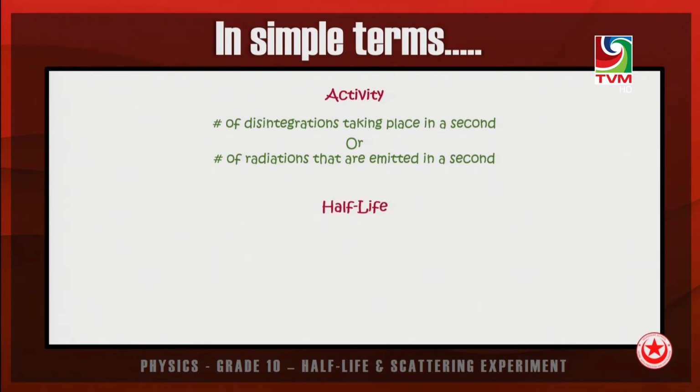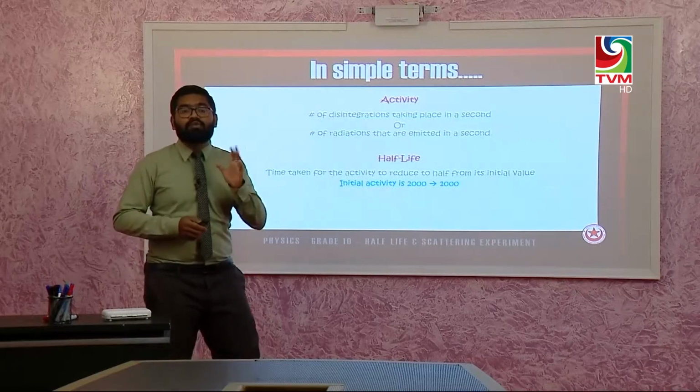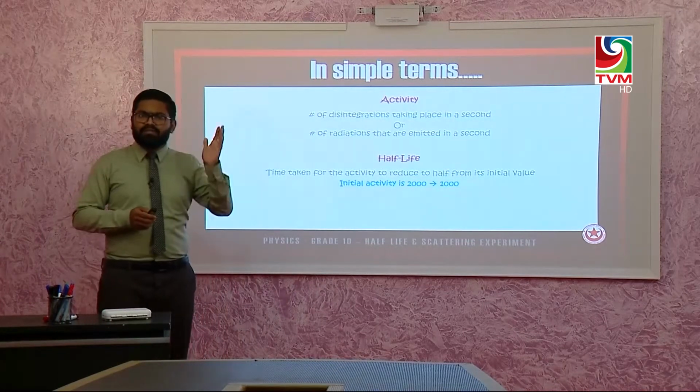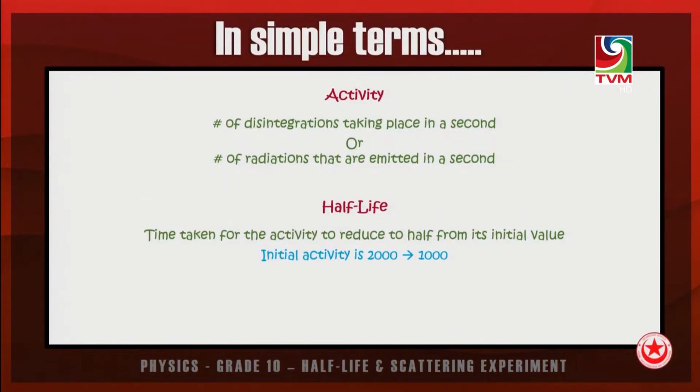Now, half-life can be defined as the time taken for the activity to reduce to half of its initial value. Let us say, for example, the initial activity of a radioactive sample was 2000. The activity will reduce through 1900, 1800, 1500, 1400, and then it will reduce to 1000. As you can see, half of 2000 is 1000. So the time taken for the initial activity to reduce to half of the initial value, that time period, is what we call the half-life.